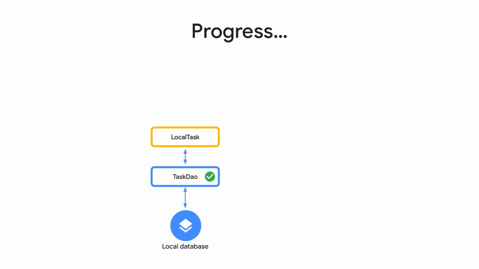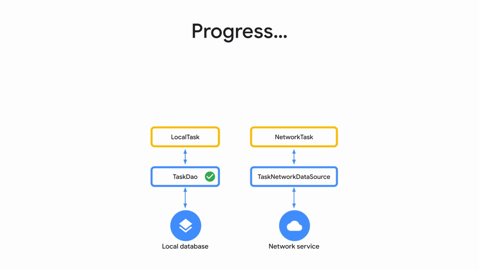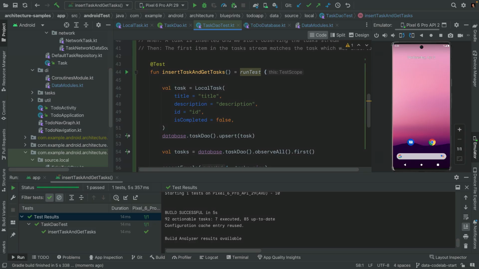So it's great that tasks can be saved locally on the device, but what if we also want to save and load those tasks to a network service? In this next step, we'll create a data source to communicate with a simulated network service. To do this, we'll follow a similar process to the local data source. So we start by defining a model for a task coming from the network called network task.